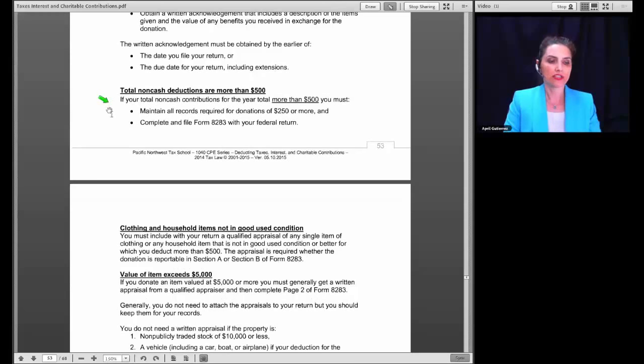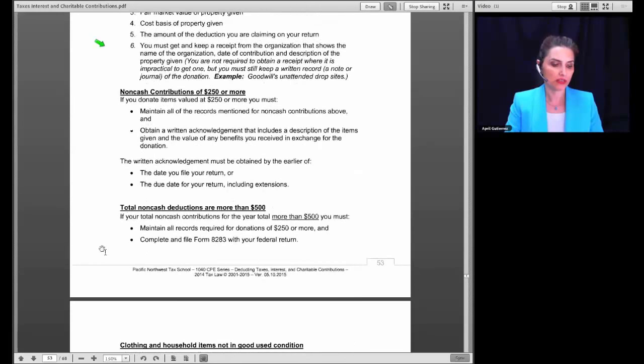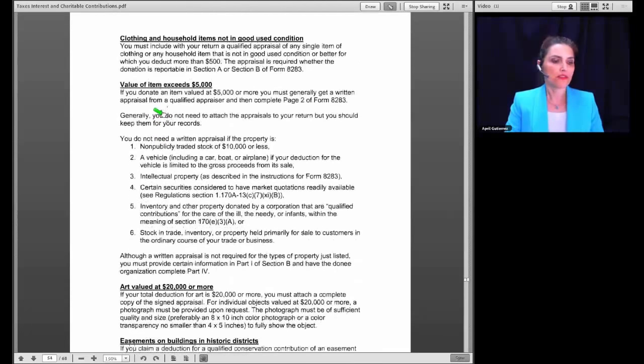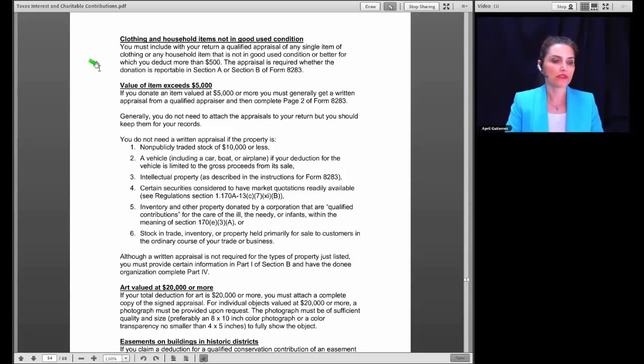Total non-cash deductions that are more than $500. If your total non-cash contributions for the year are more than $500, you must meet all of the record retaining requirements listed in this section and this section up here. And in addition, you must attach Form 8283 to your return. Clothing and household items not in good used condition: you must include with your return a qualified appraisal of any single item of clothing or any household item that is not in good used condition or better, for which you deducted more than $500.